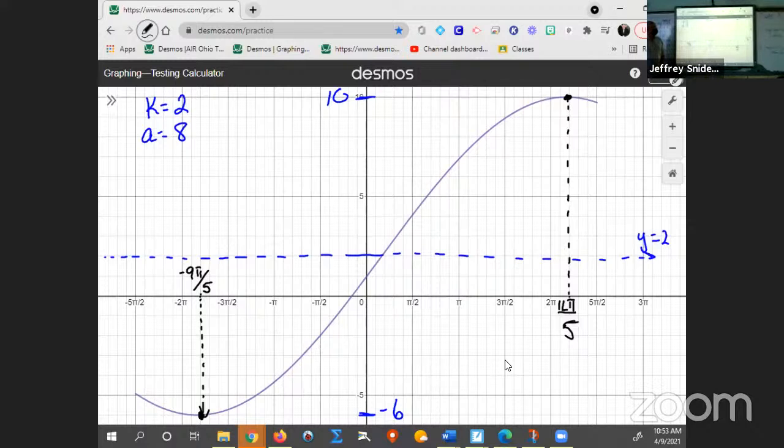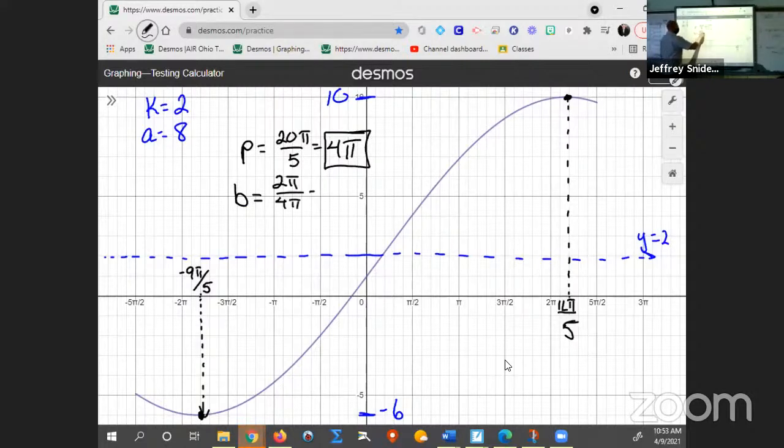So what's the period then on this thing? I want to find out what is basically the distance from here to here, which is what? 20 pi over 5. That's the period, which is the same as what? 4 pi. Oh, okay. So now I know the period. So if I know the period is 4 pi, then B is equal to what? It'd be 2 pi over 4 pi, which is 1/2.